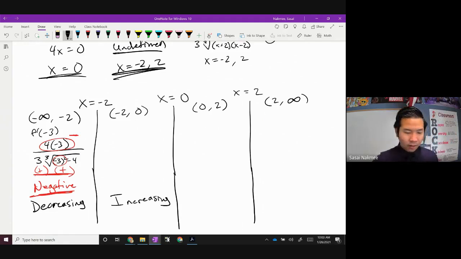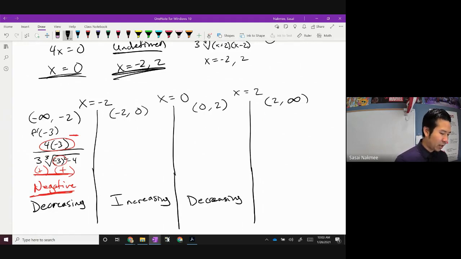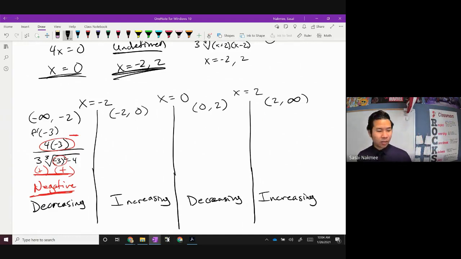And then from 0 to 2, I believe the function will be decreasing. And last but not least, from 2 to infinity, this function is going to be increasing. You should really do this on your own time and test them out just to see if that is the case. But that is what's going to happen with them.